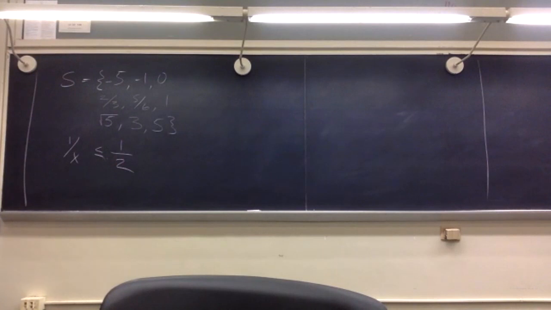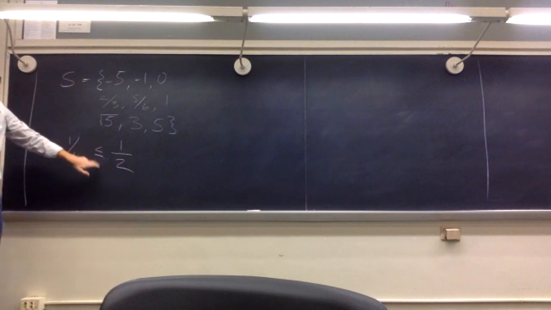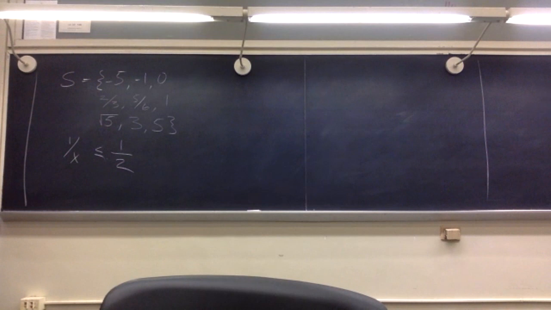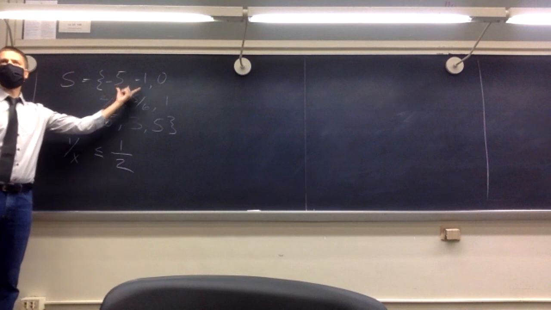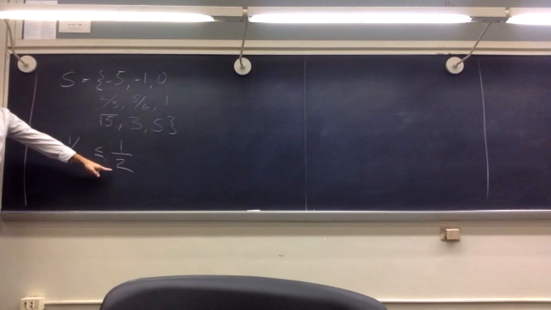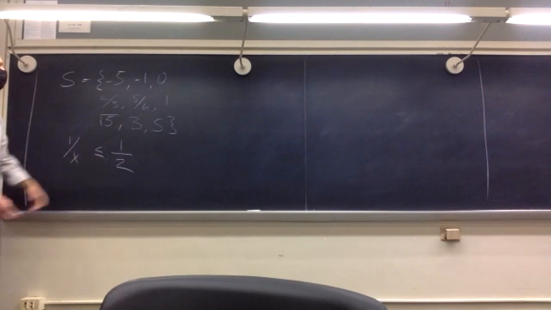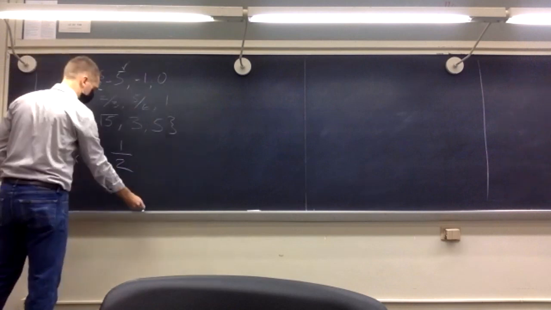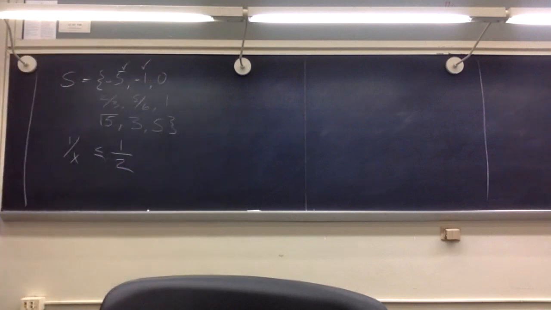This is one of the most basic problems of this type, right? You're just given a list and you're asked, which of these satisfy this inequality? So which of these numbers, when you plug in for x, make this true? Right away, what can you tell me about these two numbers? Yeah, this is negative, right? And are negatives smaller than positive? Yeah, right away. These two, check. Those two make it work.